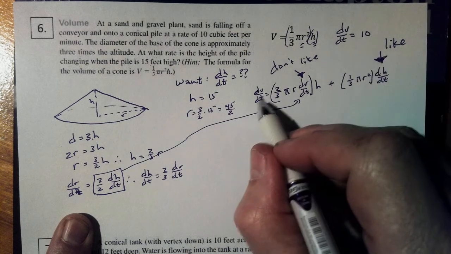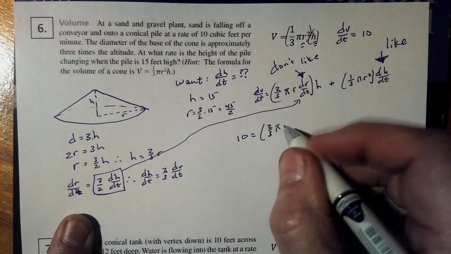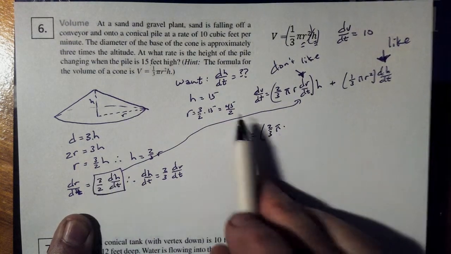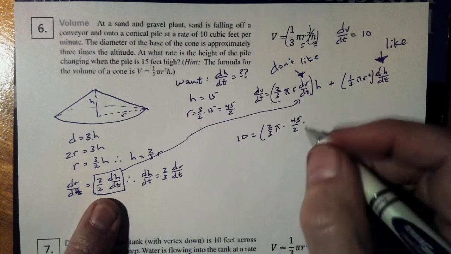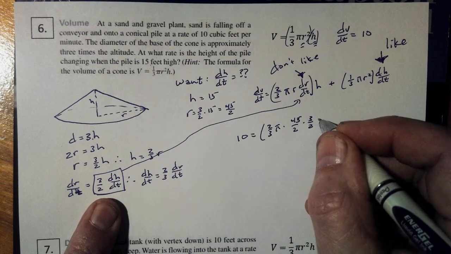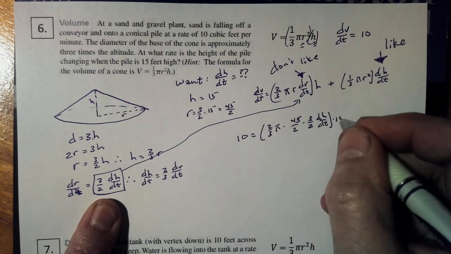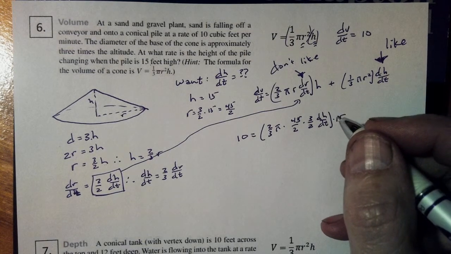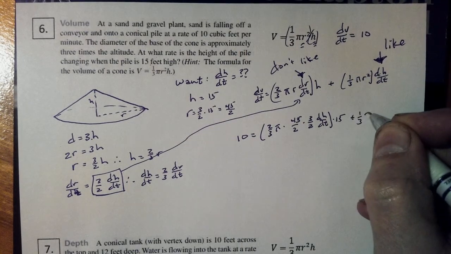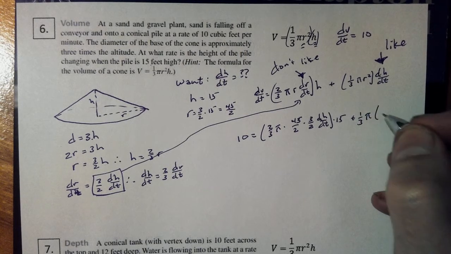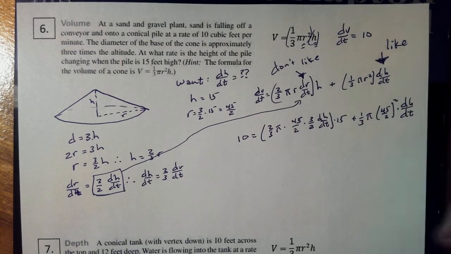So snapshot. Well, dV/dt is always 10, equals 2/3 times pi. The radius right now in my snapshot is 45 halves. dr/dt I'm going to replace with 3/2 dh/dt, and our height right now at the snapshot is 15. Oh, my screen didn't just freeze. I think I'm okay. Plus 1/3 times pi. R right now is 45 halves, that's squared, times dh/dt. And we need to solve for dh/dt.